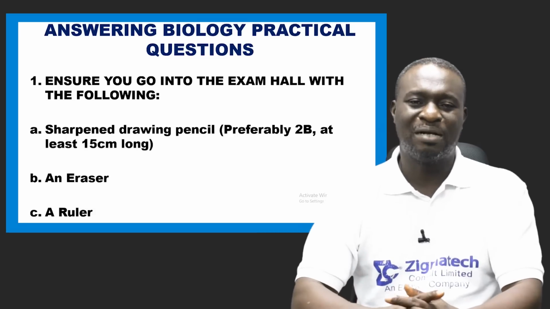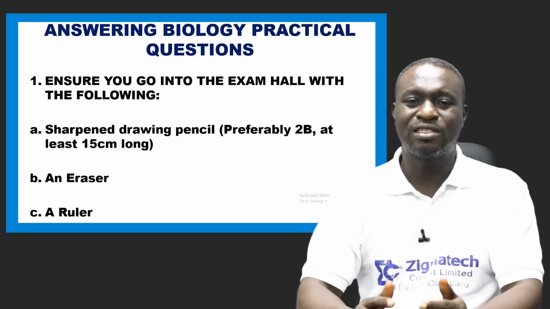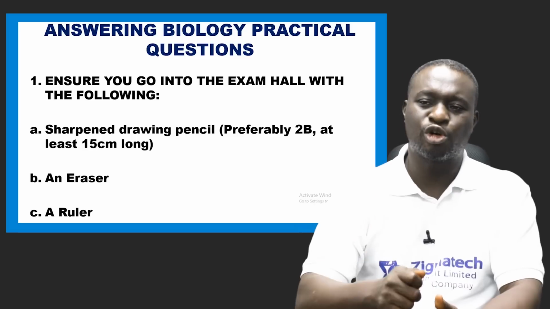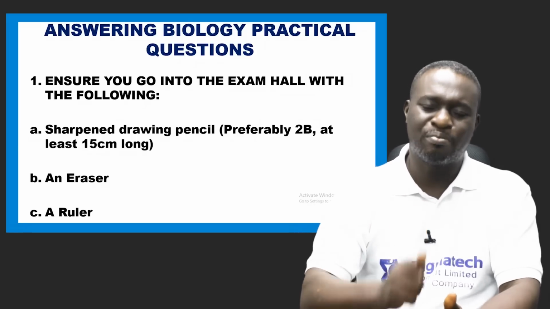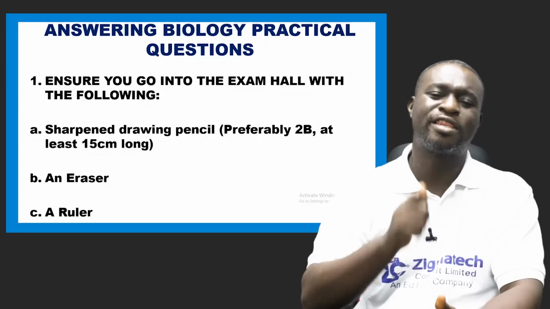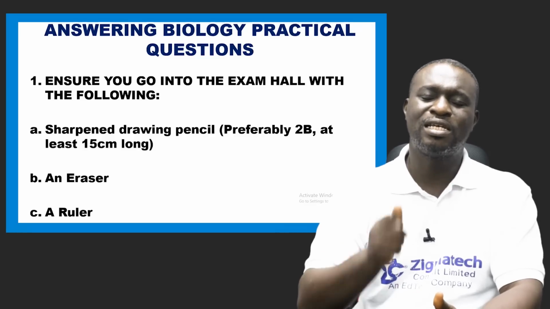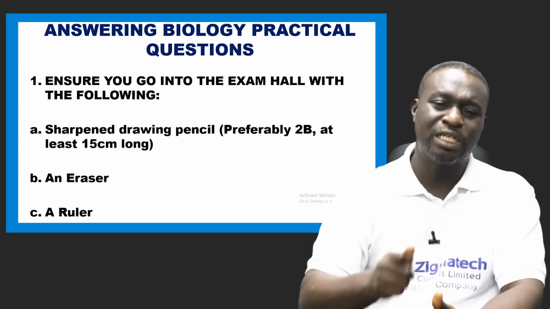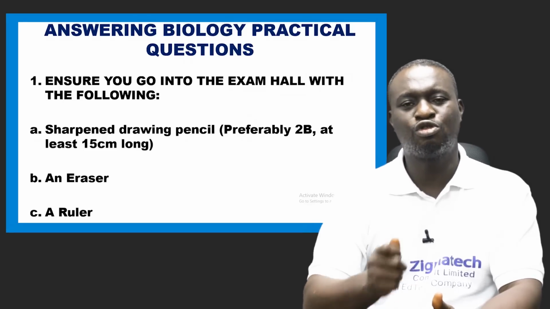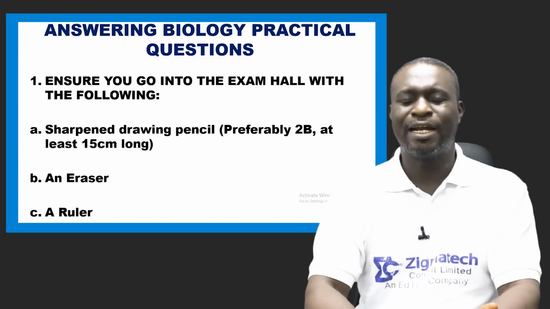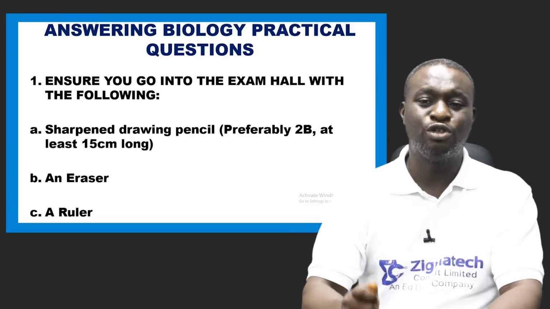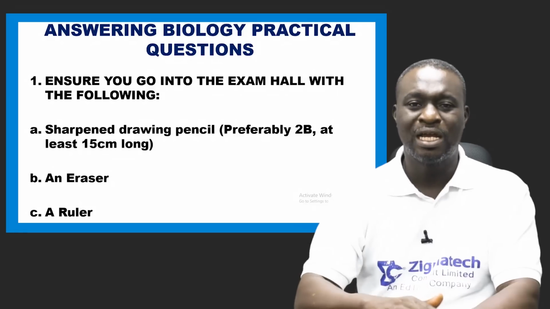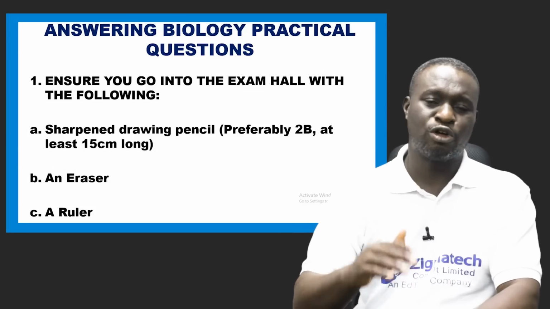So one of the writing materials you should come with is a sharpened drawing pencil. Please go with your pencil, apart from your biro. The pencil is preferably a 2B pencil, not HB. The second thing you should bring to the exam hall is your eraser and also your ruler. I'm going to explain why you need the ruler. The ruler is mostly your guide for your labeled lines. They must all be horizontal and ruled. We're going to be talking about that.